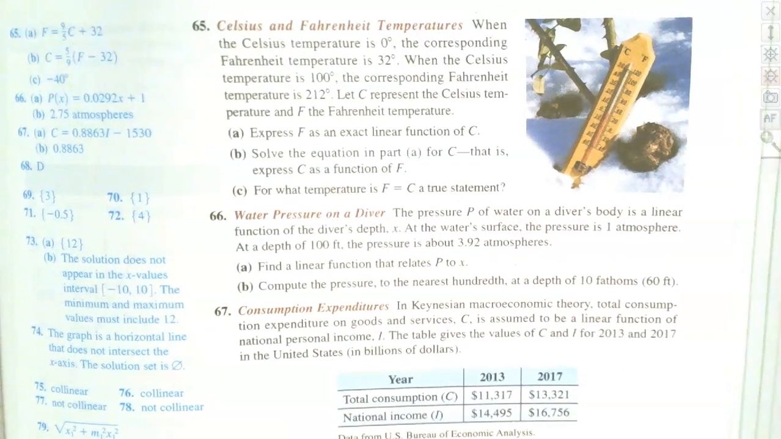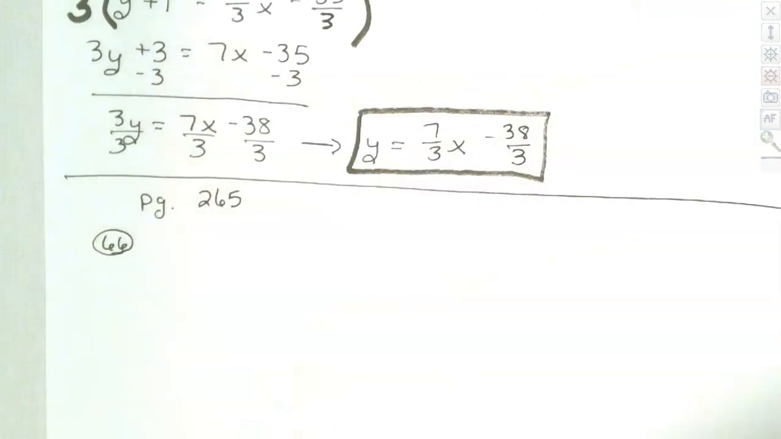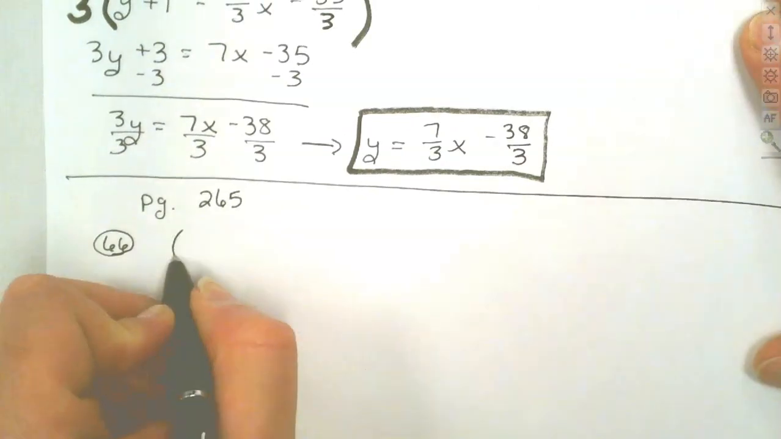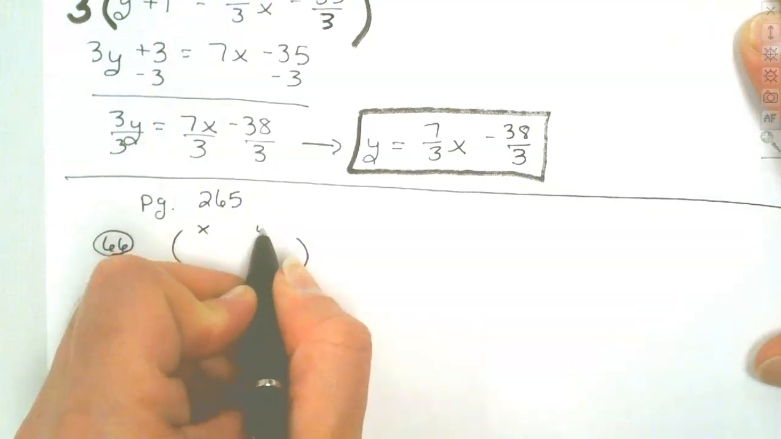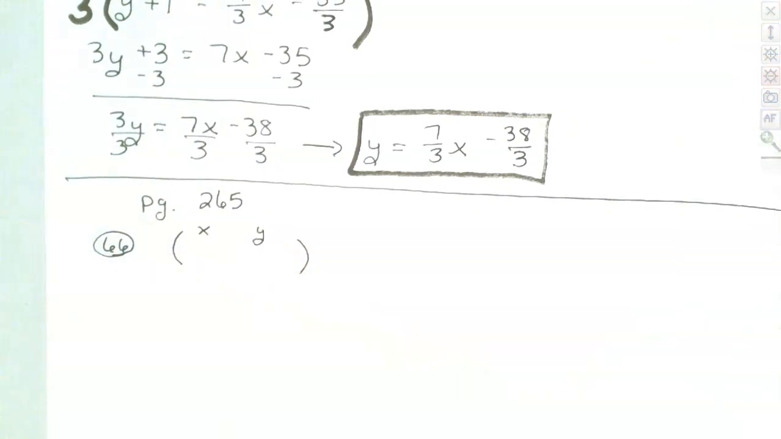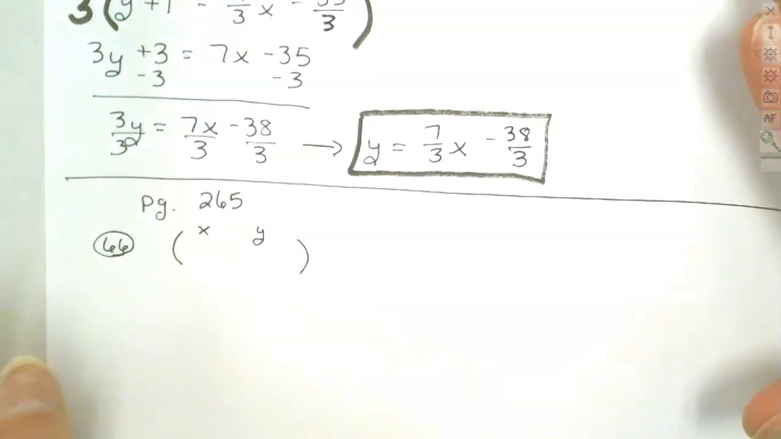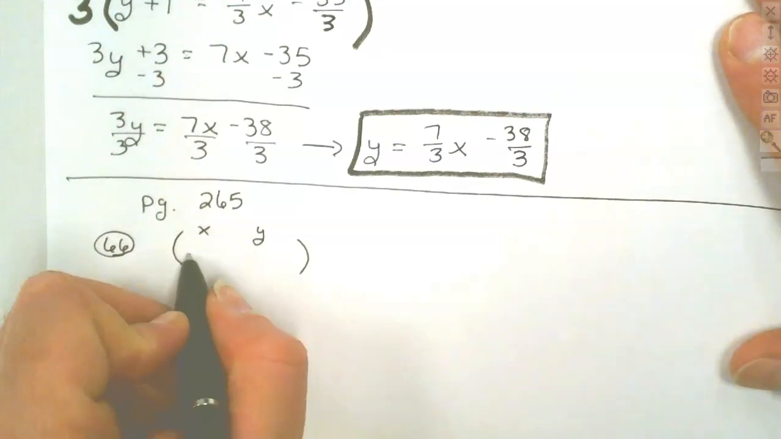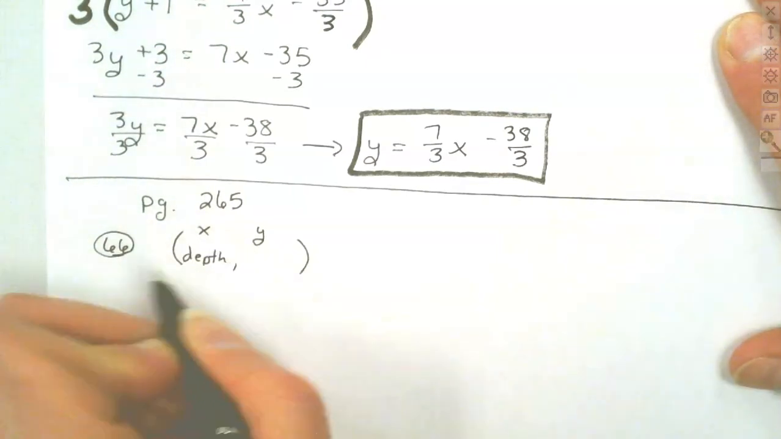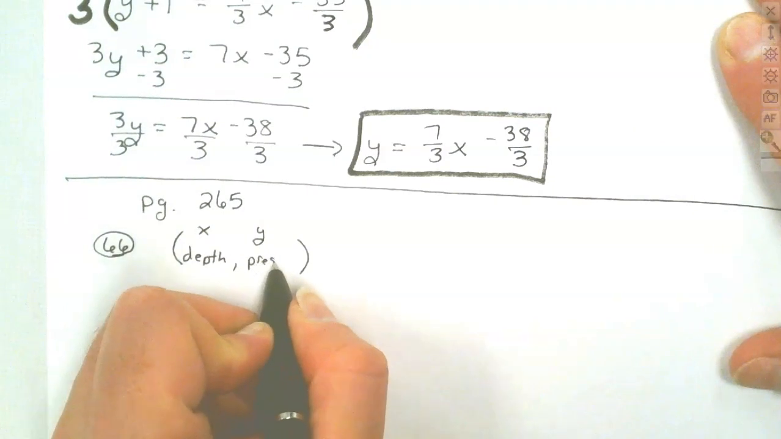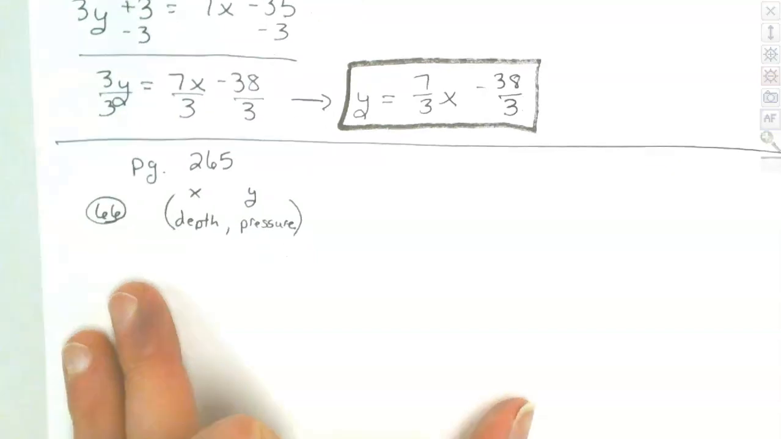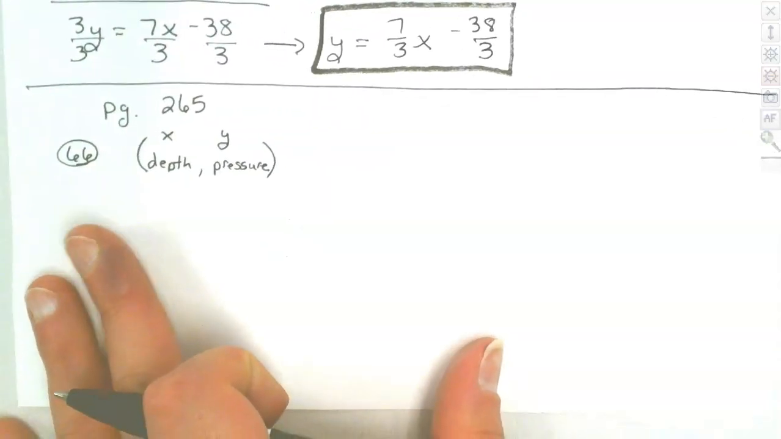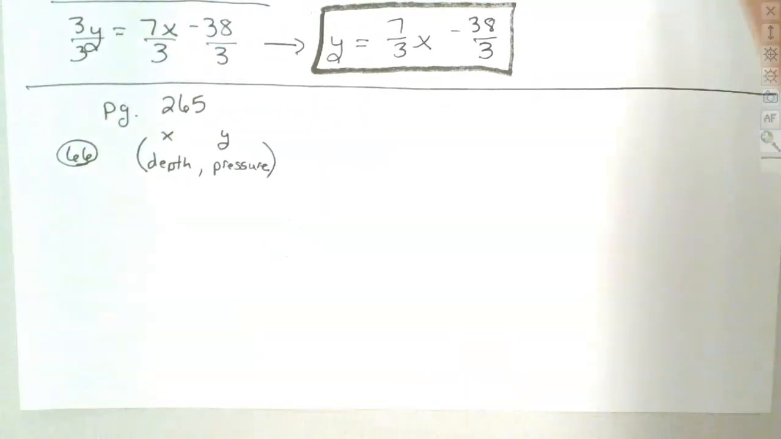Now, P is going to be our pressure, and that's going to be our Y. X is going to be the depth. So when we look at these ordered pairs, we've got X and Y here, and it says X is the depth, so Y is going to be the pressure. So X is going to be the depth, Y is going to be the pressure. Now, what do our ordered pairs look like?